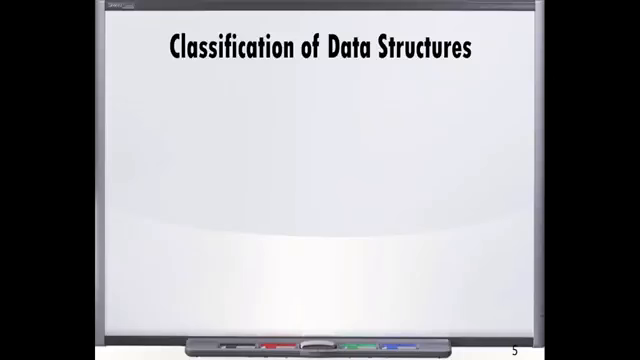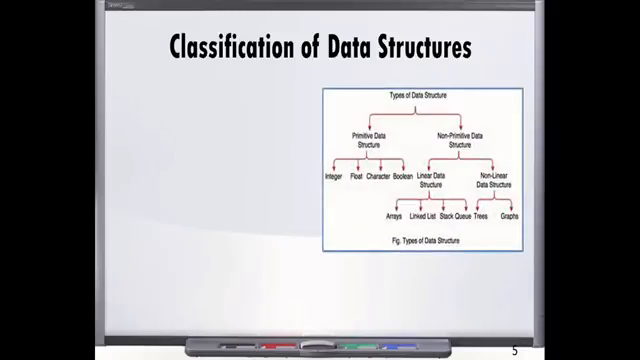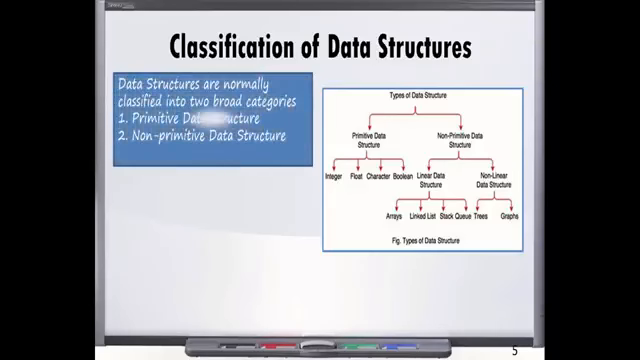We are revisiting the classification of data structures again because I have told you that this needs to be dealt with in our later classes. So till now we already know what the different classes of data structure are. We have learned that data structures are normally classified into two broad categories: primitive and non-primitive.